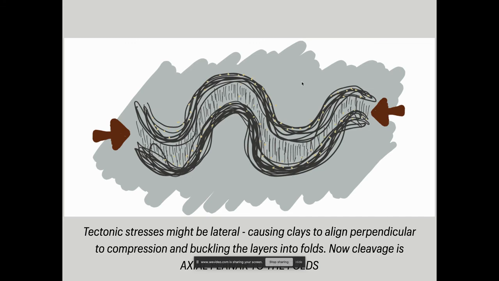And because this is the definition of the axial plane of the fold, the plane containing hinge lines from each of these layers, the cleavages, which we can physically measure in the field, end up being a useful geometric proxy for the orientation of the axial plane of the folds.